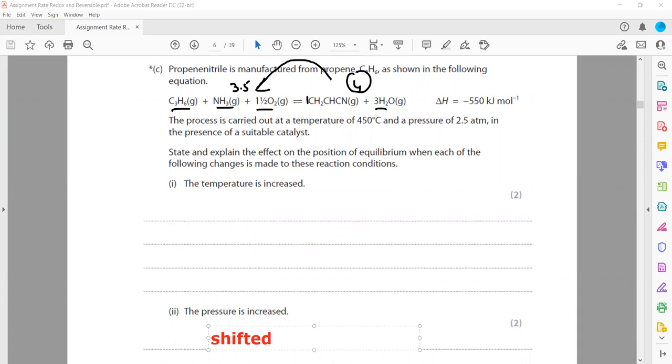And what is the reason? Because fewer moles of the gas present on the left hand side. That's why this causes the shifting of equilibrium towards the left hand side.